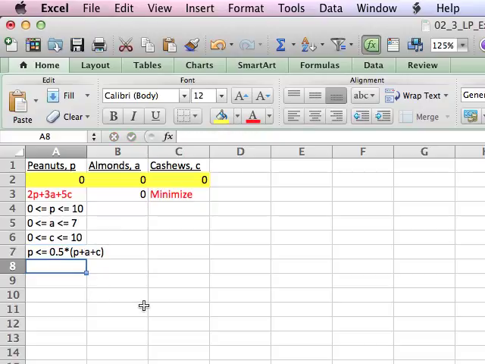We also know that our customers want at least 20% cashews. So this one will look similar, only we're going to have C greater than or equal to 0.2 times P plus A plus C. Right, so that one's at least 20% of the total weight. And then the last thing that we know is that the company wants to make a total mixture that is 10 pounds. So that's going to be P plus A plus C equal to 10.